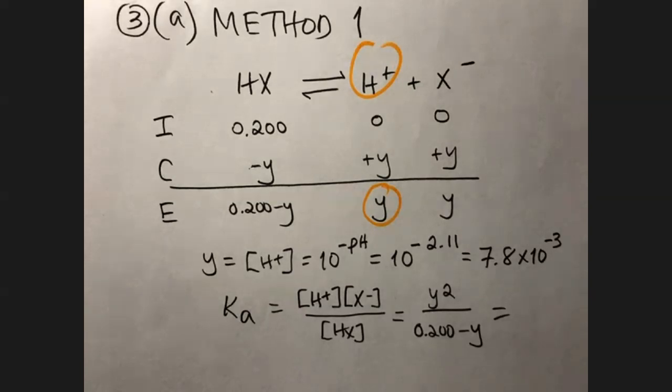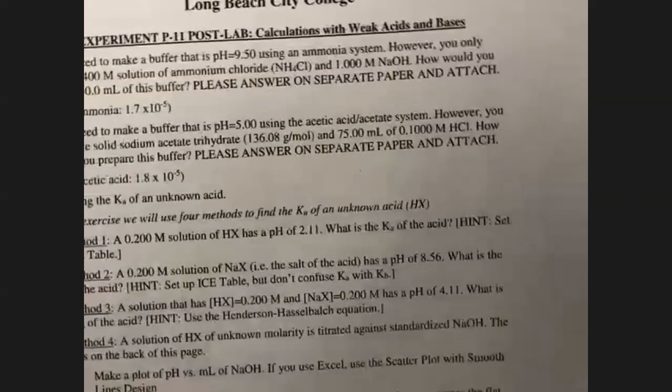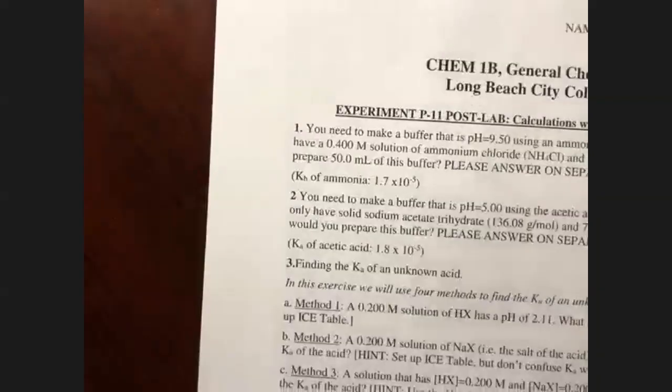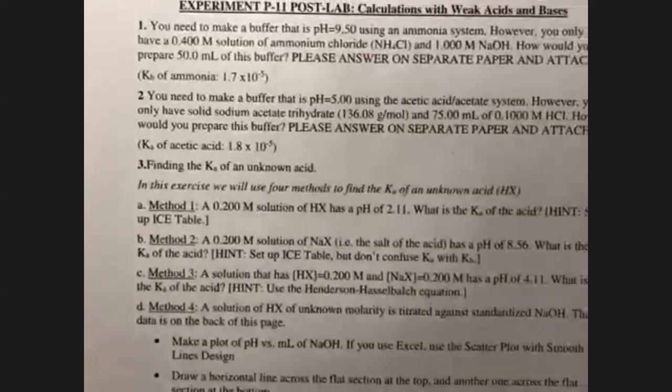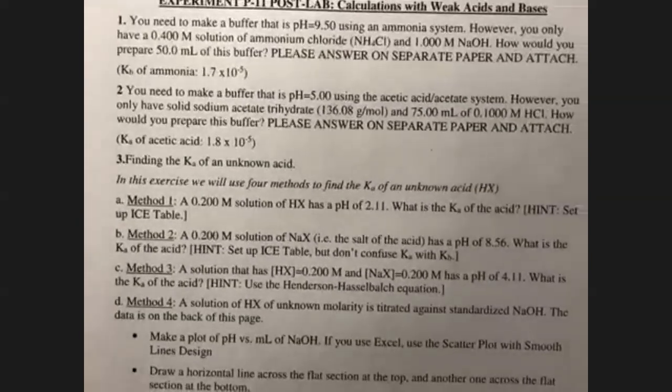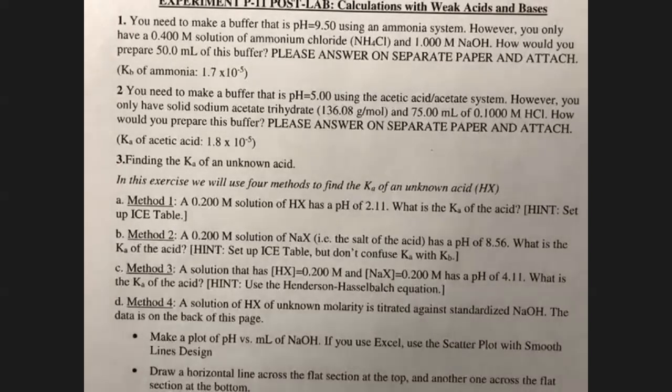All right? Okay, let's look at method number 2. It says here, you have a 0.2 molar solution of the salt of the acid, sodium, whatever that thing is. And we have the pH of the salt solution. So what is the Ka? Now notice the hint is that you set up an ICE table, but you have to be careful not to confuse Ka with Kb.